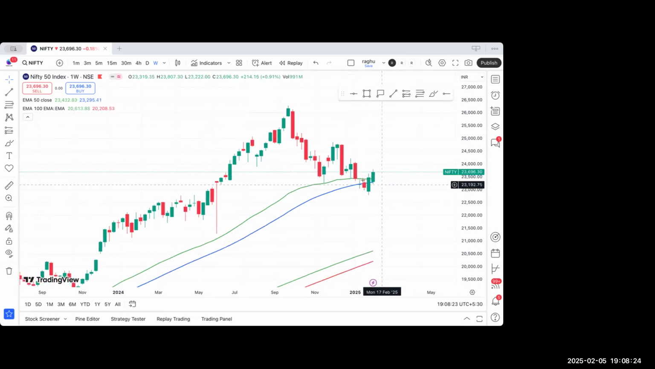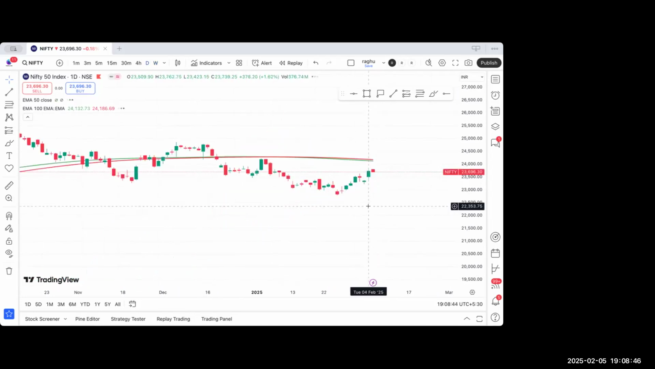Now, what is happening in today's current scenario? This is the current week, which is almost 2 to 3 days over. The index is trading on moving average 50. So for a bullish movement, we need a closing candle above moving average 50 in the weekly time frame. Now let me come back to the daily time frame.